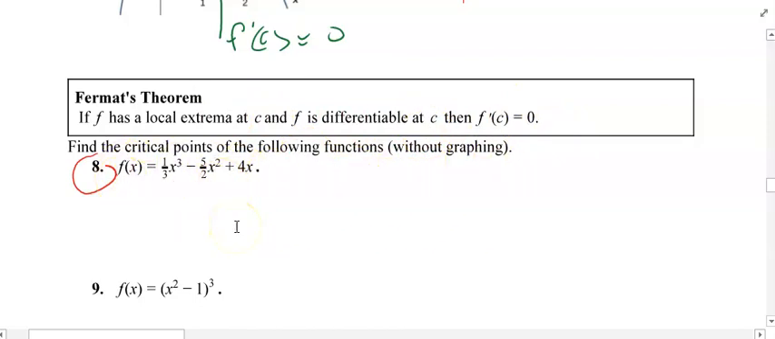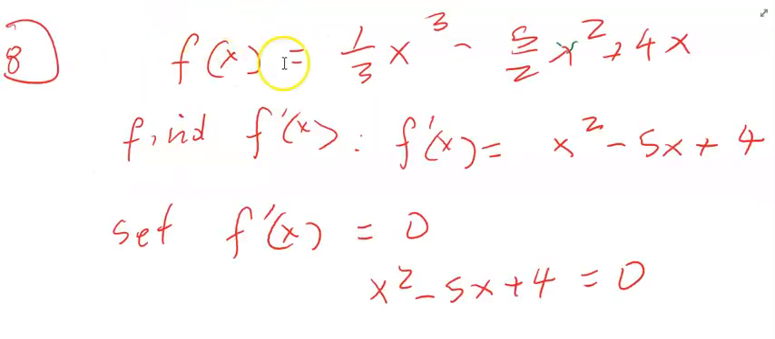Let's look at a couple of examples. Find the critical points of the following function. f of x is equal to 1/3 x cubed minus 5/2 x squared plus 4x. So first of all, we need to find the derivative. Find f prime of x.